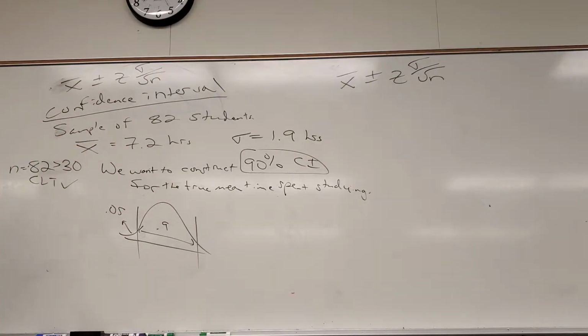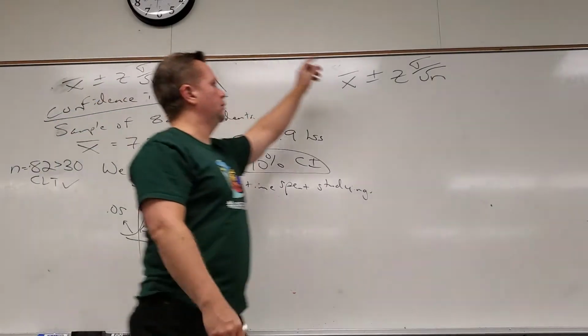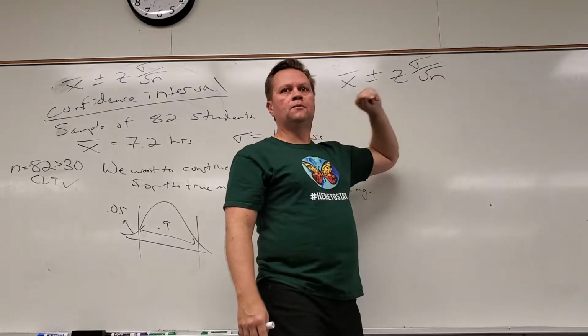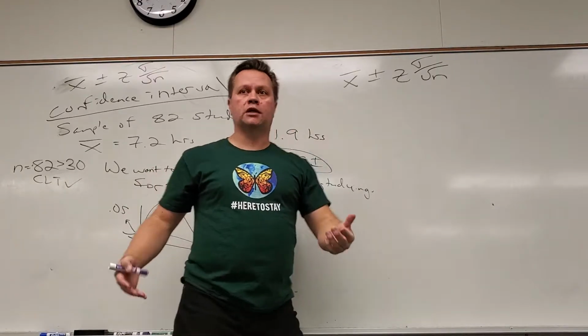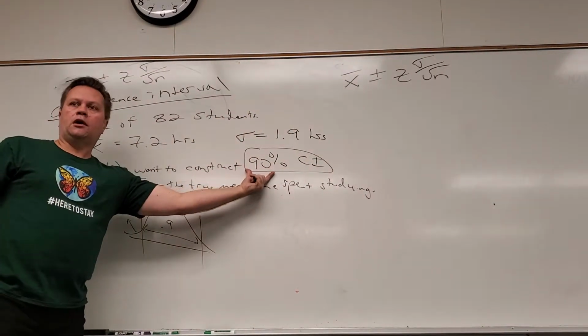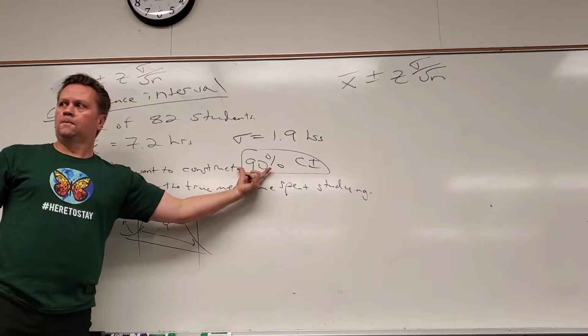I really want you to understand. I have to tell you most of what you need. I have to tell you x bar, sigma, and n. The only thing you have to really look up for this kind of confidence interval is what the z-score is going to be, and it's dependent on what the confidence level is. If I don't tell you that, you can't do it. So I have to tell you this too.